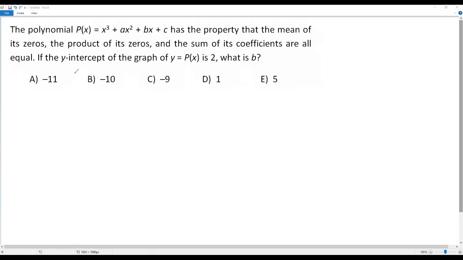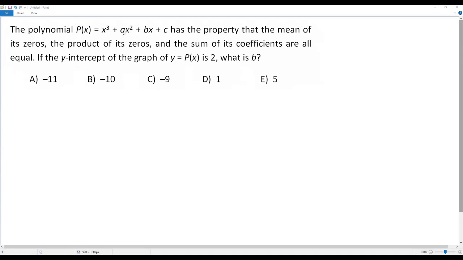Here we have an AMC math problem. Okay, let's go to the question. The polynomial p of x equals x cubed plus ax squared plus bx plus c has the property that the mean of its zeros, the product of its zeros, and the sum of its coefficients are all equal. If the y-intercept of the graph of y equals p of x is 2, what is b?